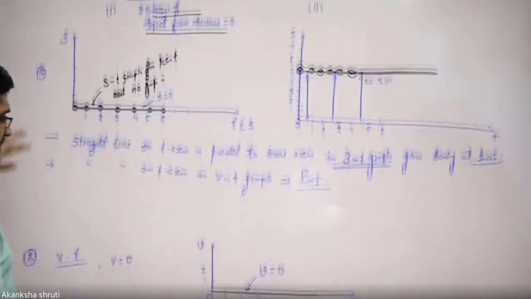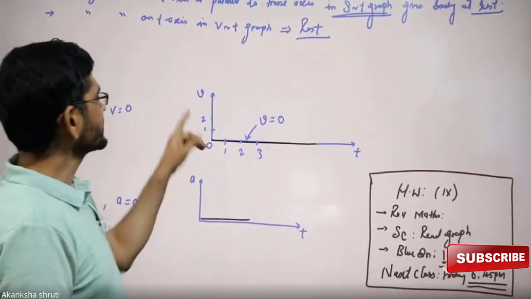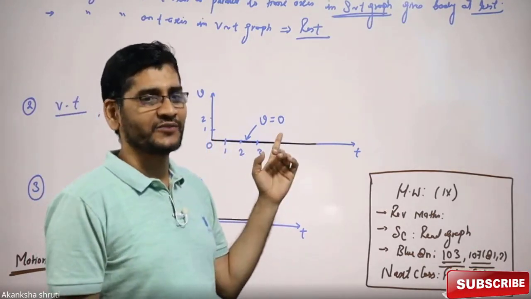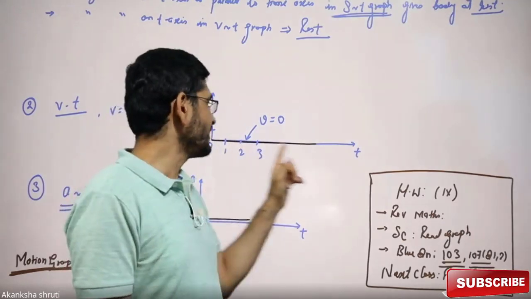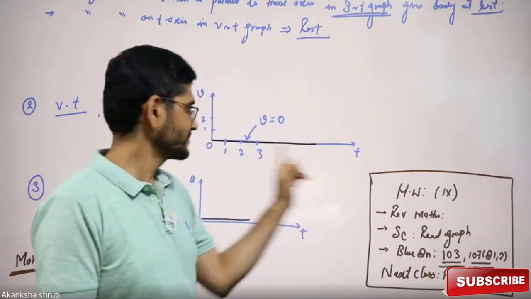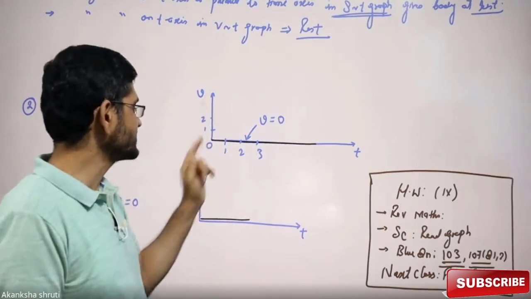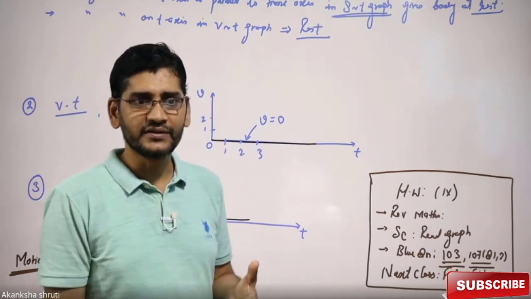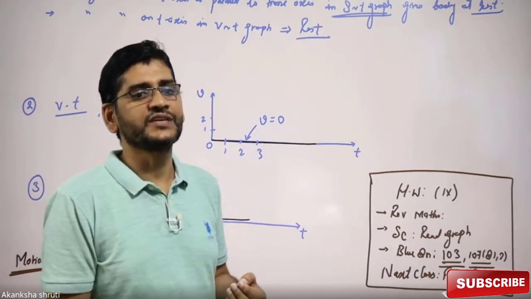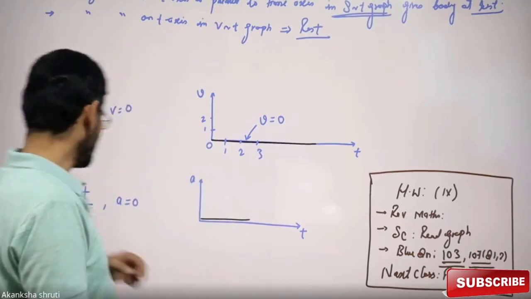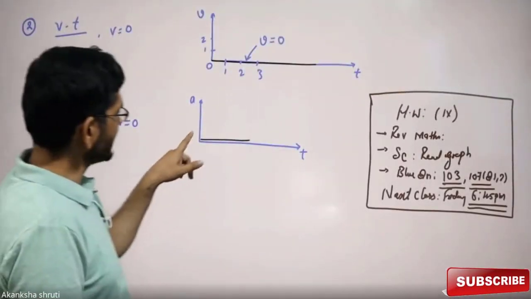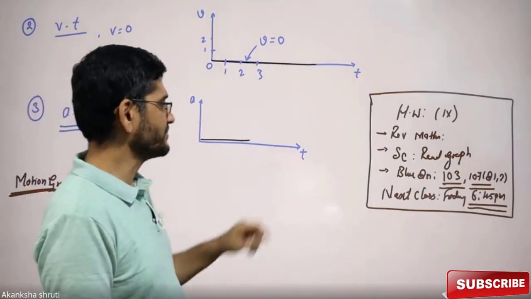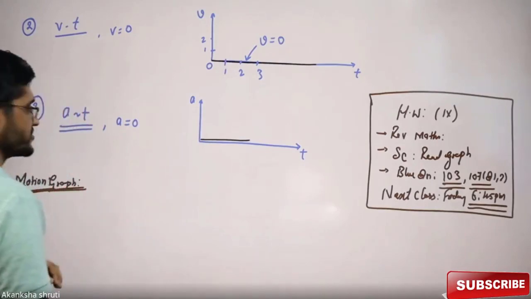The other thing, the speed time graph can be drawn. For the speed time graph, the speed for a body at rest is always 0. So the graph will be a line on the time axis, because here the speed on this vertical axis is 0. Acceleration, the body at rest, no change in speed, or even the speed itself is 0. So acceleration is also 0. So the acceleration time graph is also a straight line on the time axis.